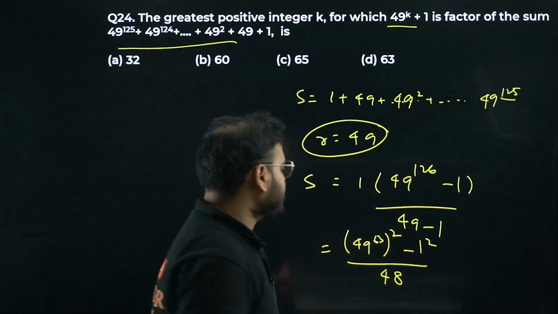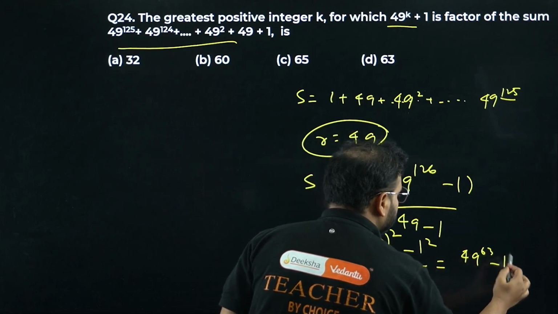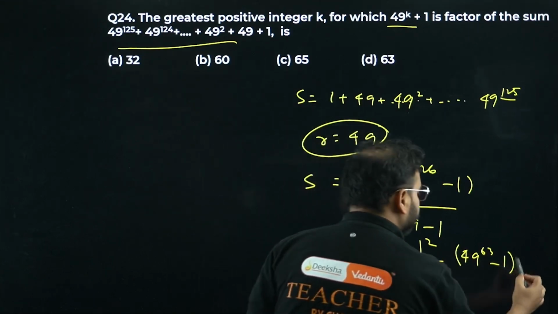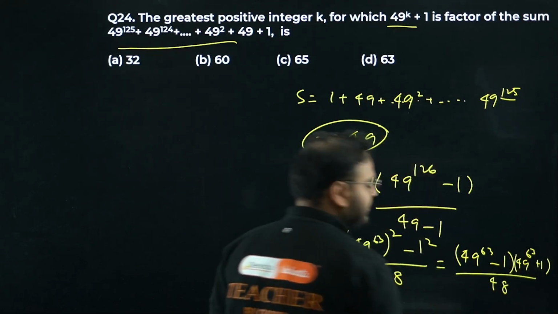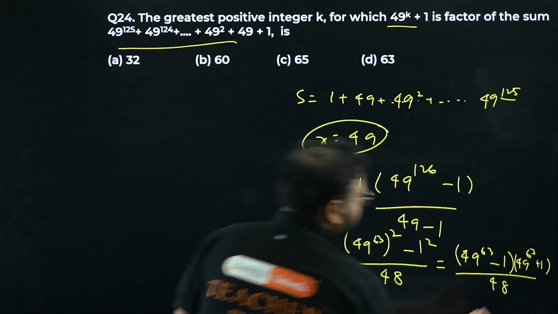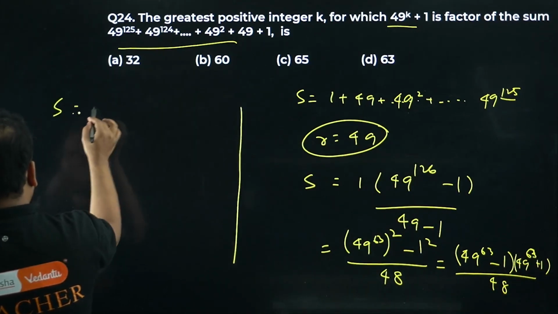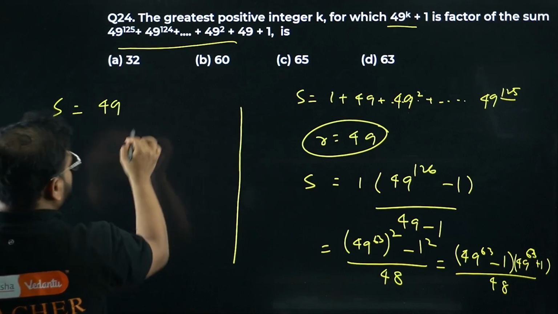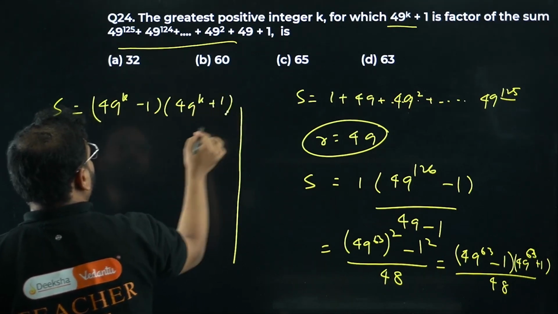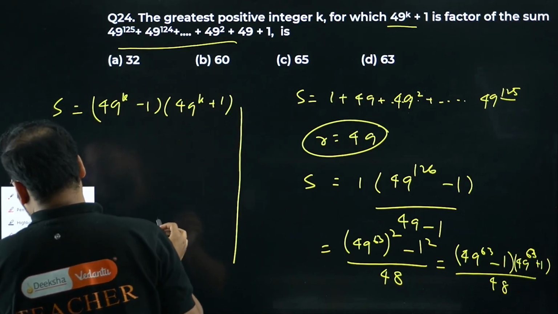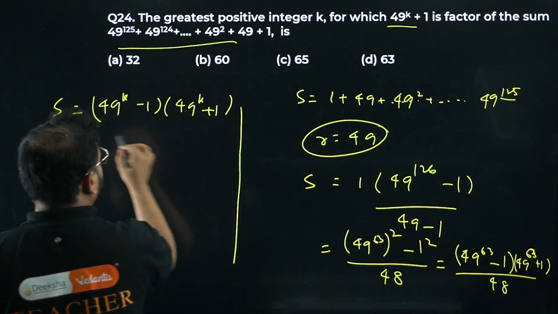I'm making the formula a square minus b square. So it will become, please check, 49 power 63 minus 1, and we have 49 power 63 plus 1, divided by 48. So what I'm getting over here, please check, is my s value as 49 power k minus 1 and 49 power k plus 1, sorry, the plus 1 is not in the power, it's with the term 49. So plus 1 divided by 48.